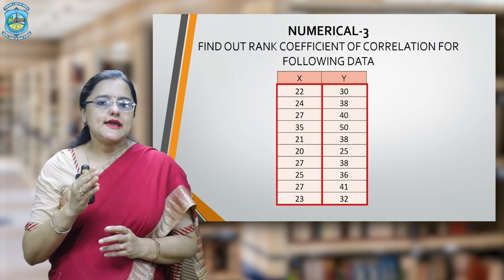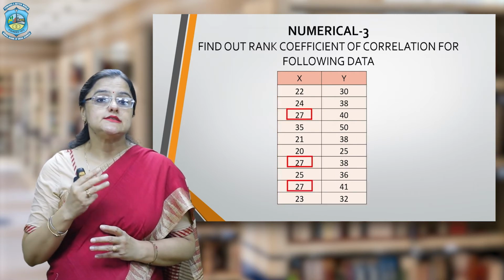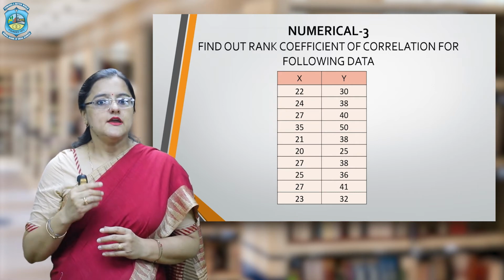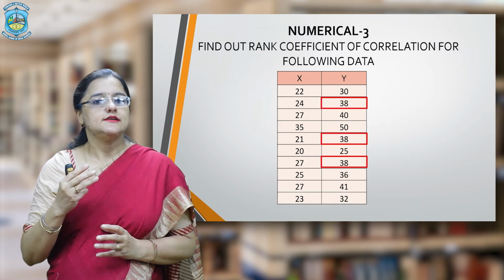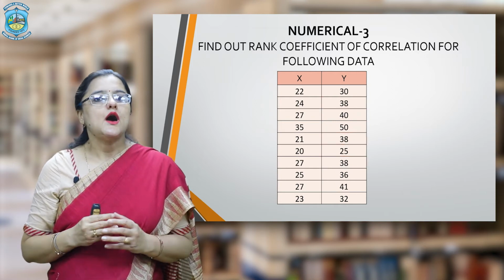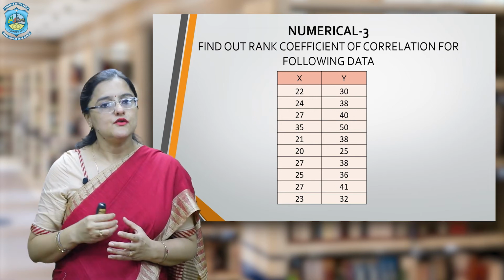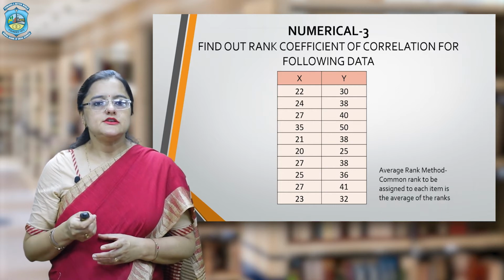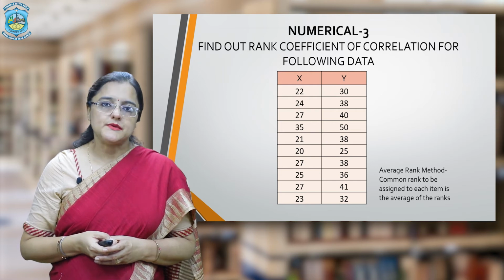In variable x series, you can locate that 27 is the value which is repeating 3 times in series x. And for series y, if you see carefully, it is 38 which is repeating how many times? 3 times again. So let's see how this repetition is to be ranked and treated in the formula of rank correlation. We learned the method of average ranking for ranking the variables where the rank is repeating.